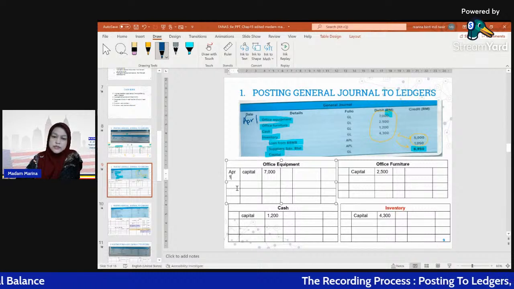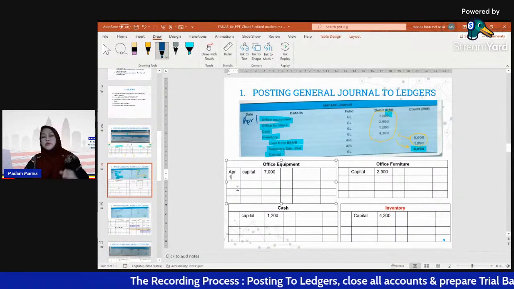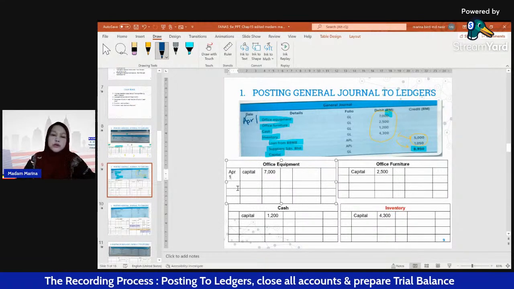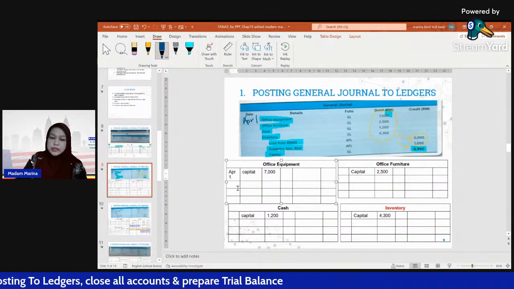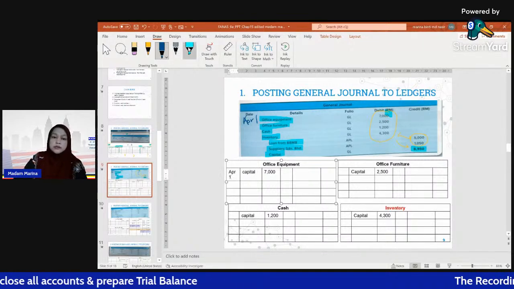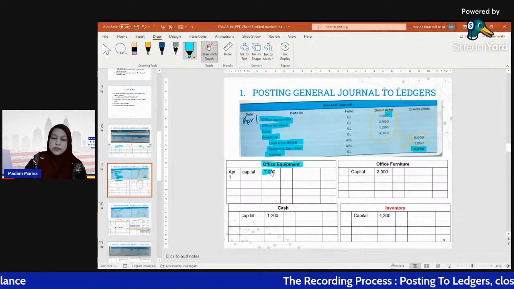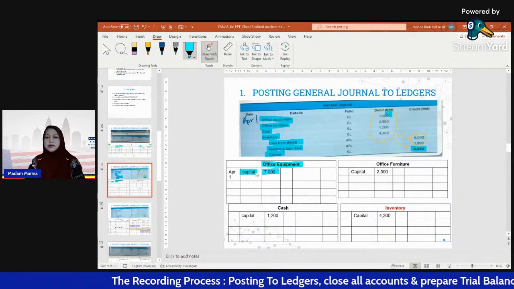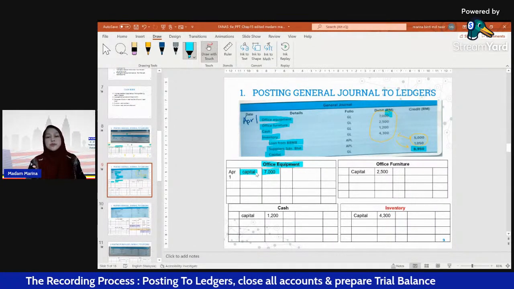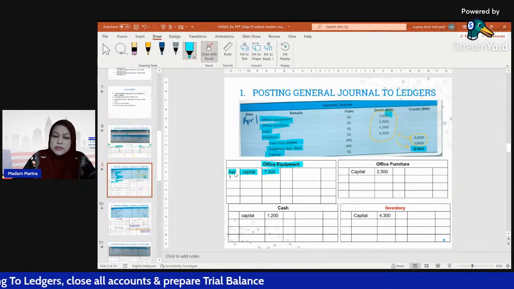April 1. So why do we record on the debit side? Because when we bring the office equipment into the business, the office equipment increases. So we post to office equipment on the debit side, 7,000. Why capital? Because this is an opening entry. So April 1 is the date.